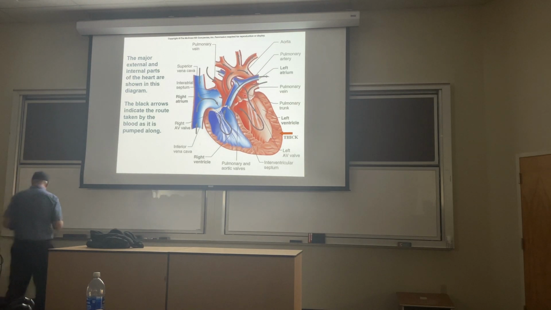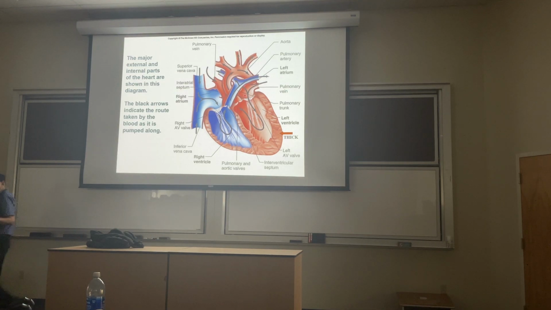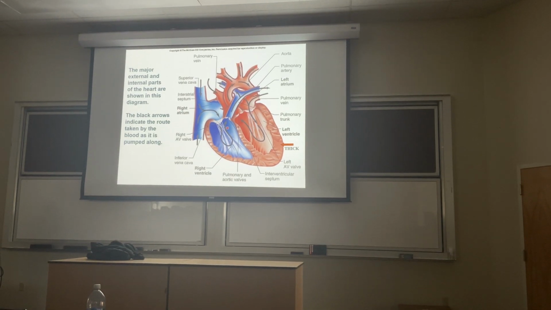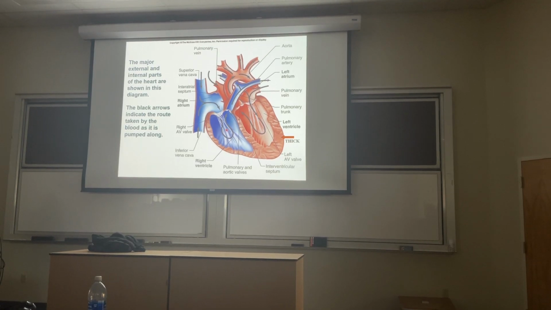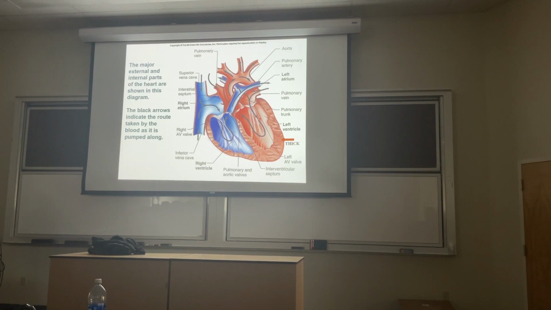We have a total of 4 heart valves, 2 atrioventricular valves. On the right, it's the tricuspid, and on the left, the atrioventricular valve is the bicuspid or mitral. The exiting valves from the ventricles are the semilunar valves. On the right side, it's the pulmonary semilunar between the right ventricle and the pulmonary trunk. And on the left side, it's the aortic semilunar between the left ventricle and the aorta.